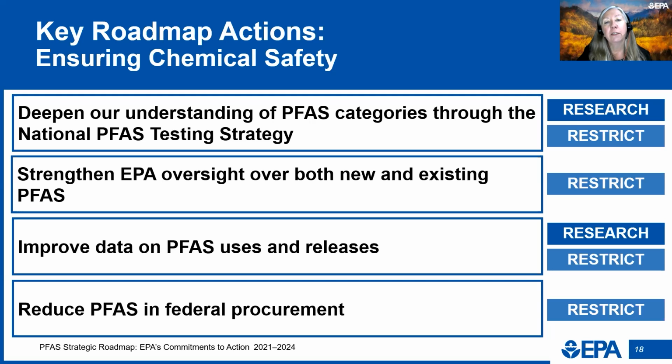Fourth, EPA is working to reduce the presence of PFAS in products purchased by the federal government. In December of 2021, President Biden signed an executive order that reestablishes the federal government as a leader in sustainability. A critical element of the executive order is to promote sustainable federal purchasing, which includes prioritizing the purchase of products without added PFAS, and EPA is taking a leadership role in this work.